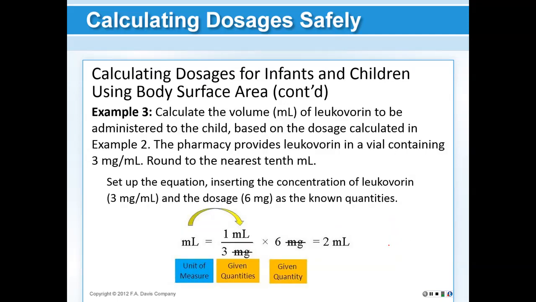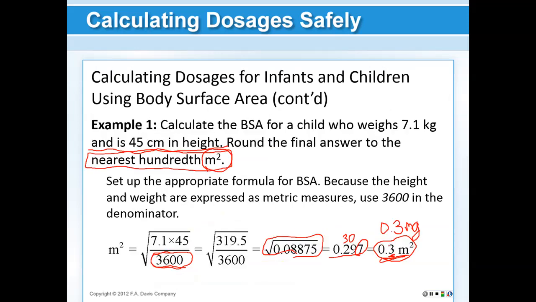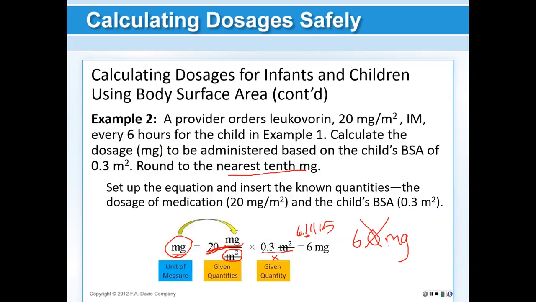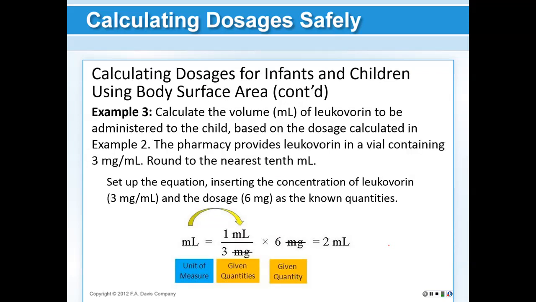So now let's look at the volume of this medication. We've decided in the first problem what the body surface area is. Second part, we decided how many milligrams to give. And now we've got this bottle of medication in front of us, and we've got to figure out how many milliliters to draw up. The medication tells us that there's 3 milligrams per milliliter. So again, we're sitting here with a syringe thinking, gosh, how much medication do I give? We're looking for milliliters. So we're going to always put our label here.